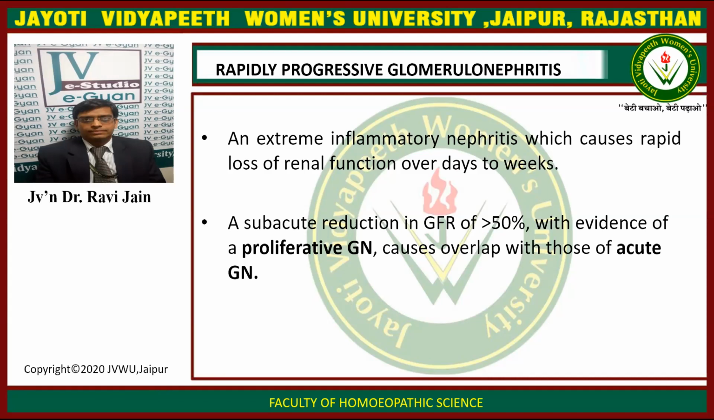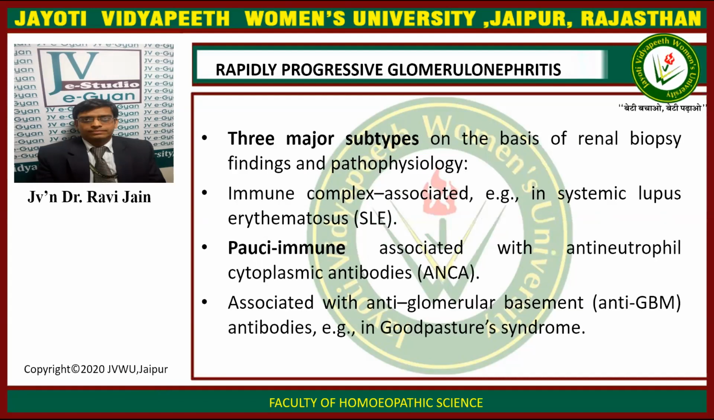There is a subacute reduction of the GFR of greater than 50% with evidence of proliferative glomerulonephritis. It causes overlap with those of acute glomerulonephritis.